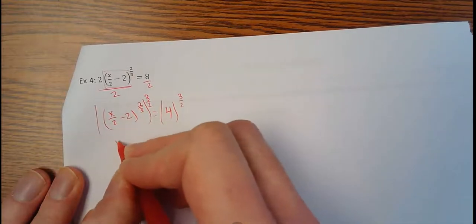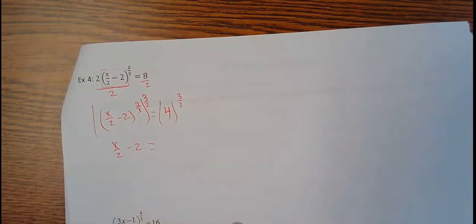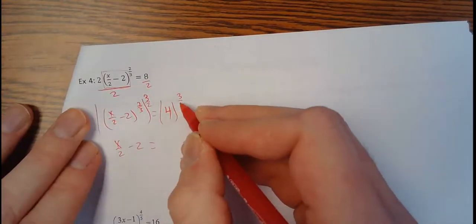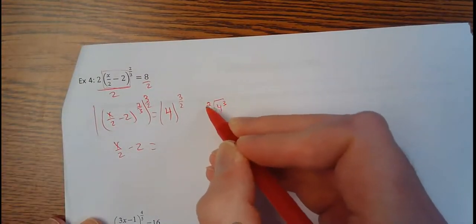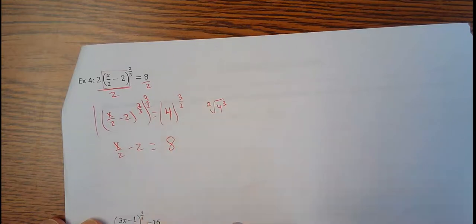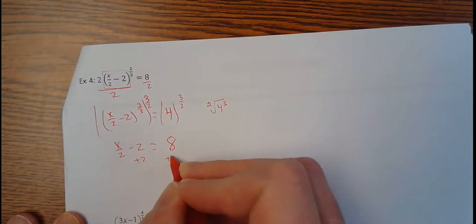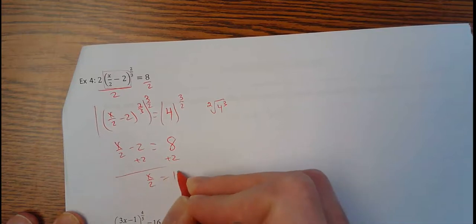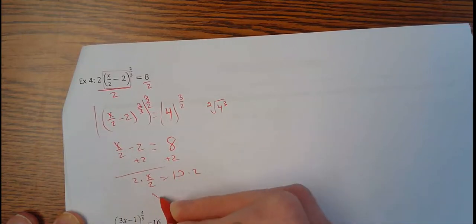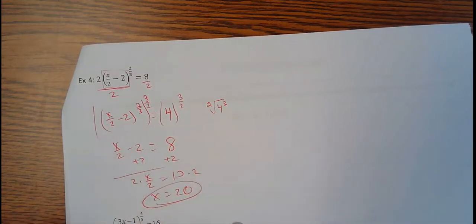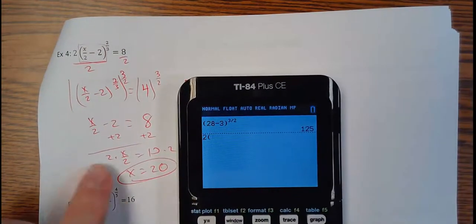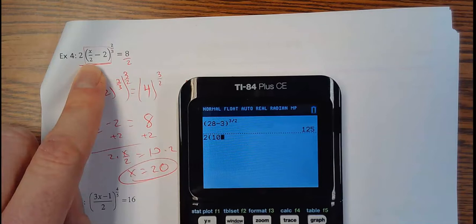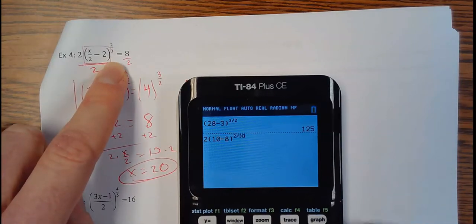So on this side I'll have x over 2 minus 2. And on this one, this is the same thing as the square root of 4 cubed. Do the square root first. So the square root of 4 is 2. 2 cubed is 8. Then add 2, so x over 2 equals 10. Multiply by 2, so x would equal 20. Again, you could check that out pretty quick. So 2 and then in parentheses, now 20 divided by 2 would be 10 minus 8, and then that would be to the 2 divided by 3 power.